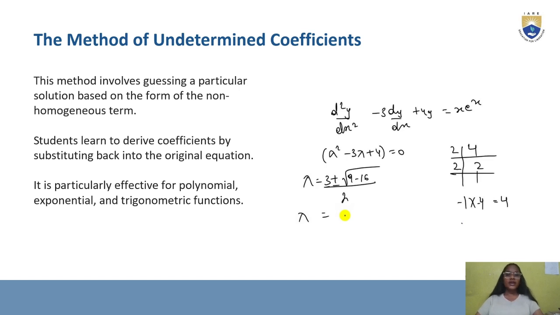The method of undetermined coefficients. This method involves guessing a particular solution based on the form of the non-homogeneous term. Students learn to derive coefficients by substituting back into the original equation. It is particularly useful for polynomials, exponentials and trigonometric functions.